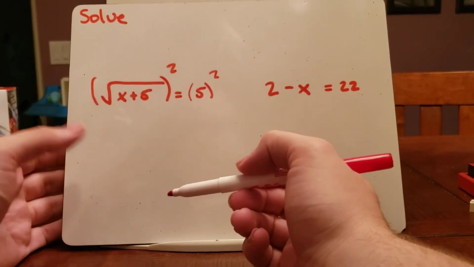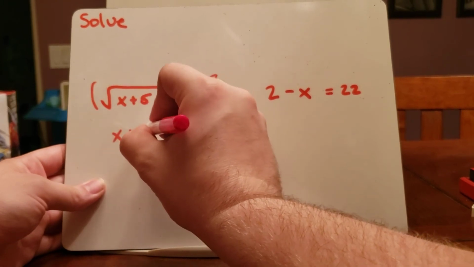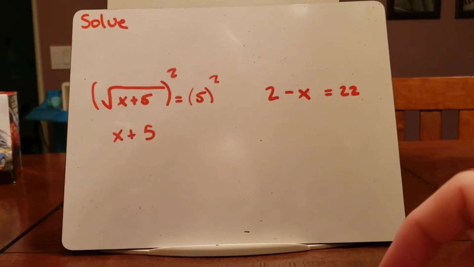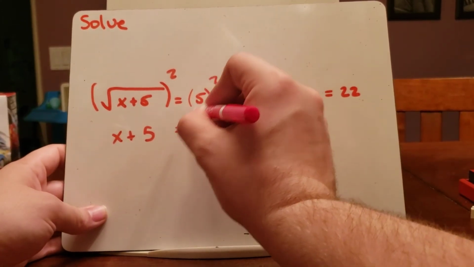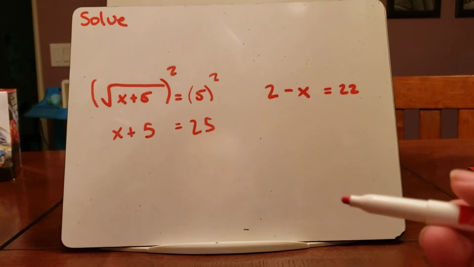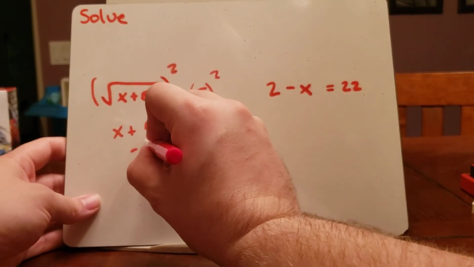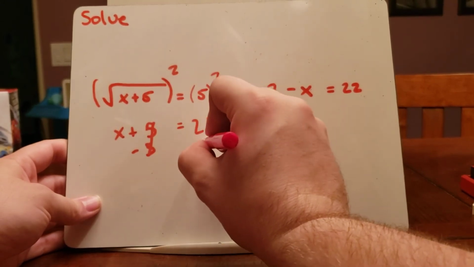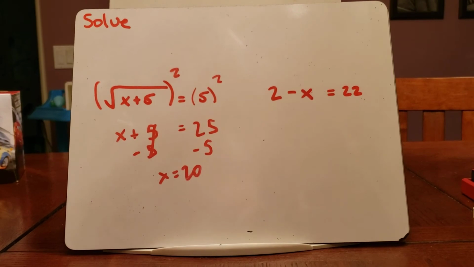What's the square root of x plus 5 squared? It's whatever's in the square root. So you get rid of that square root symbol and you just have x plus 5, which is much easier to work with. And then 5 squared is 25. If you get to this point, you already know what to do. We're going to subtract 5 from each side, and we'll end up with x equals 20.